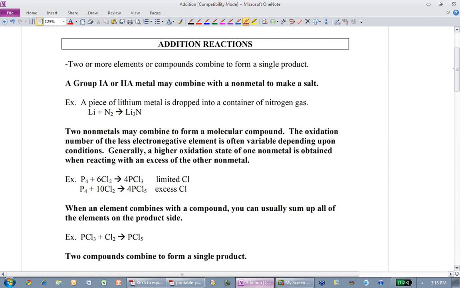So here we have two or more elements or compounds that combine to form a single product. That's what an addition reaction, combination reaction, or composition reaction is really called. A group 1 or 2A metal may combine with a nonmetal to make a salt. So if you take a piece of lithium metal and drop it into a container of nitrogen gas, we will make lithium nitride. Nitride, not a common negative ion, but it is a negative ion.